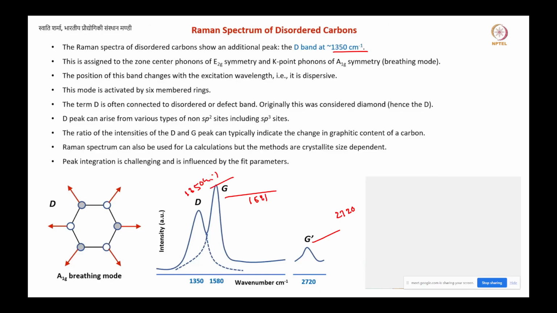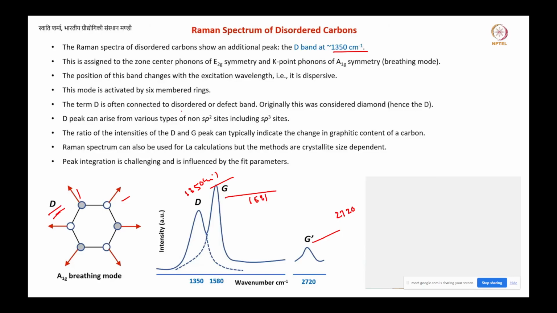This is assigned to the zone center phonons of E2g symmetry and K point phonons of A1g symmetry, a breathing mode. The position of this band changes with the excitation wavelength, that is, it is dispersive. This mode is activated by six membered rings. Here you can see this is a six member ring, so the D band will come because of this vibrational activation.